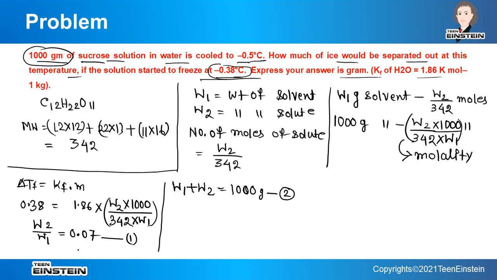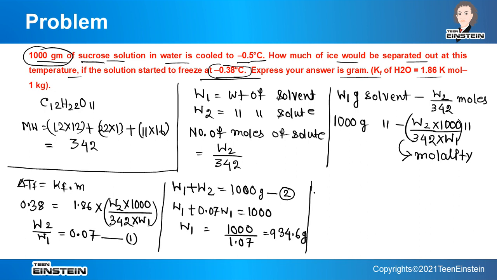So from equation number 1, in place of W2 we will write 0.07 W1, so that we can get the value of W1. It will be 1000 divided by 1.07, and that is equal to 934.6 gram. So now we know the weight of solvent, so we can easily find the weight of W2. W2 will be equal to 1000 minus 934.6, which is equal to 65.4 gram.